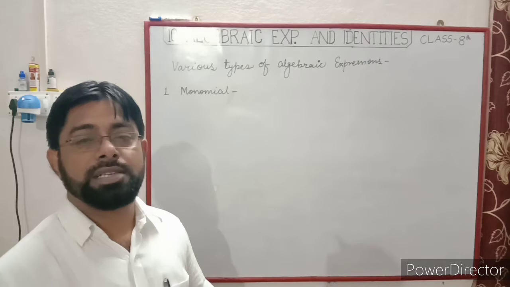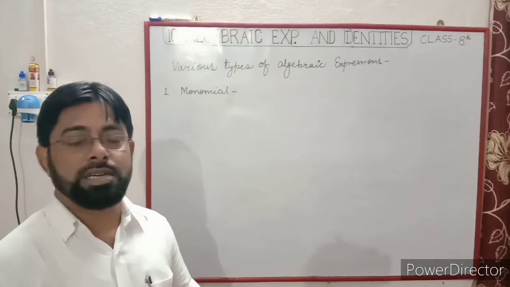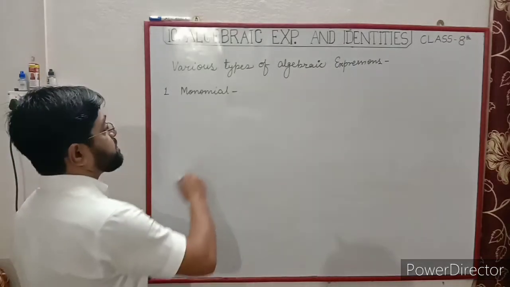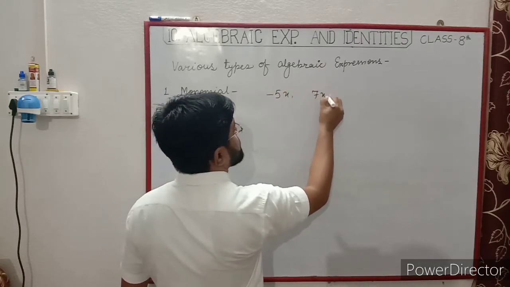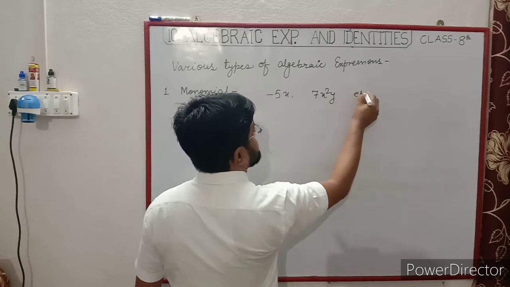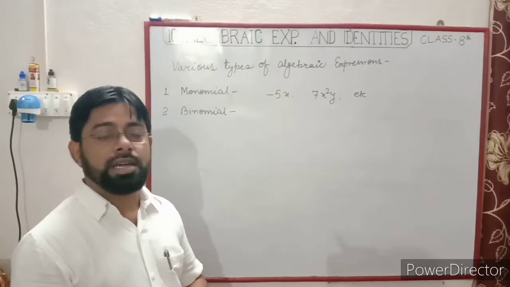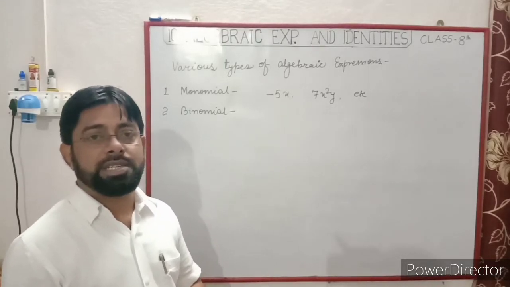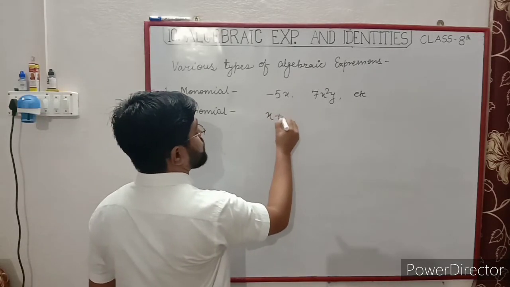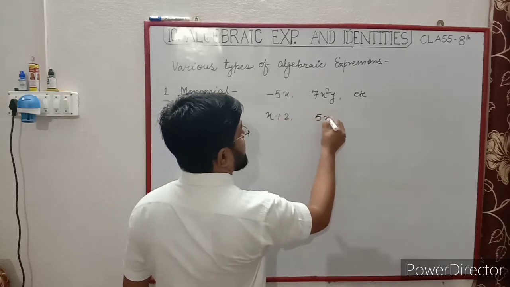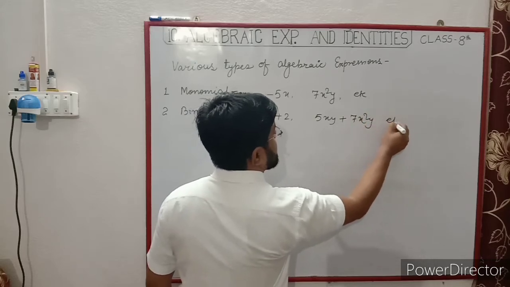Now various types of algebraic expressions. First, monomial. An algebraic expression having one term is called monomial. Let's see. Suppose minus 5x, 7x square y, etc. Second, binomial. An algebraic expression having two terms is called binomial. Let's see. Suppose x plus 2, 5xy plus 7x square y, etc.